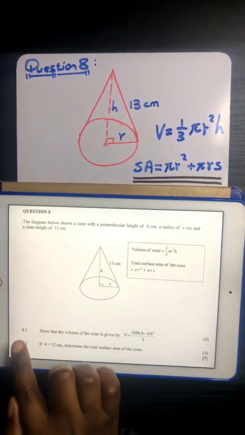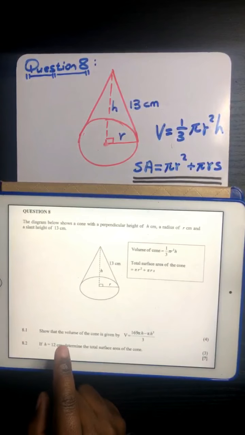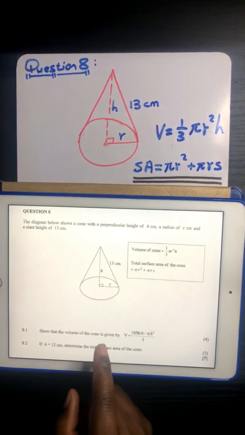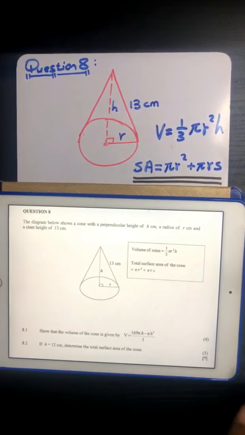So 8.1, can you see what they're saying? Show that the volume of the cone is given by V is equal to all of that.